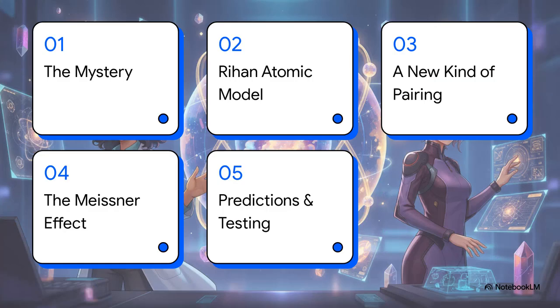So, here is our roadmap for today's explainer. 1. The superconductivity mystery. 2. The Rihan atomic model. 3. A new kind of pairing. 4. The Meissner effect explained. And 5. Predictions and future testing.